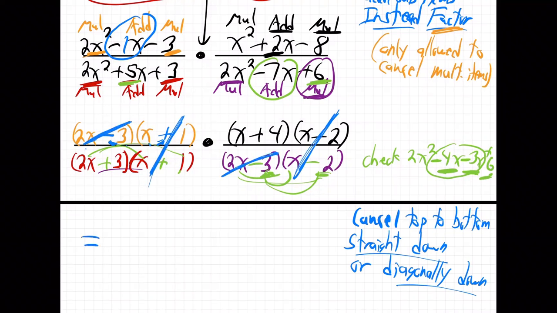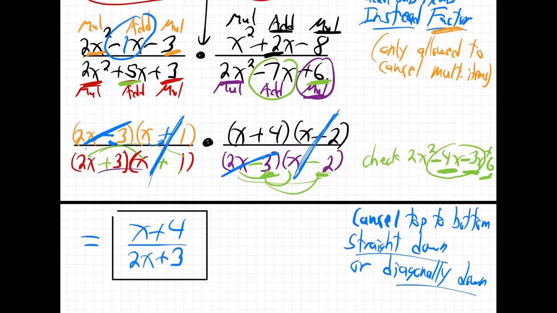So what are we left with? All we're left with is x plus 4 on the top and 2x plus 3 on the bottom. And that's it. That's the answer to that very long and challenging problem. There we go.